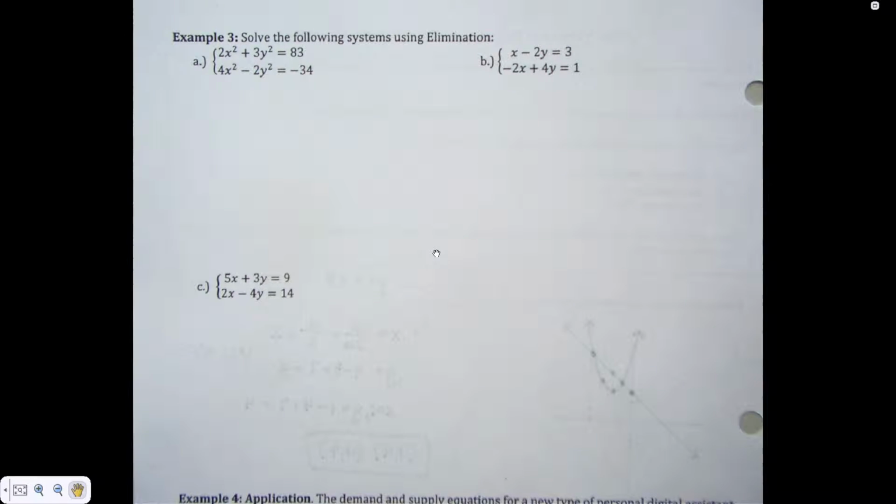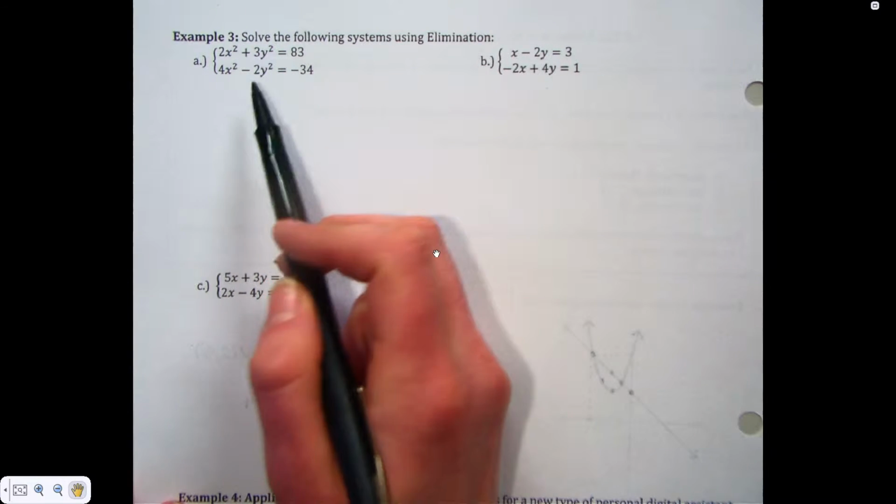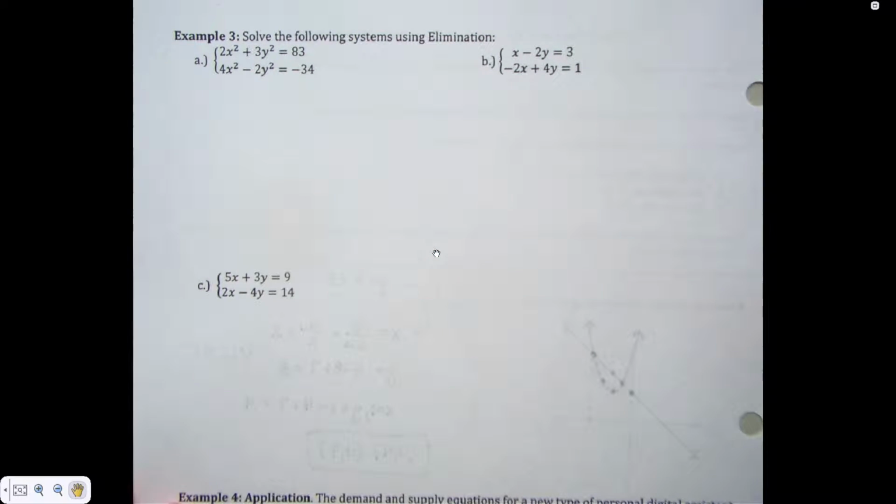All right, welcome back for side 2 of our notes for nonlinear systems. Elimination works the exact same way for nonlinear systems as it did for linear systems. Our goal would be to try to cancel out one of our variables by getting coefficients that are equal and opposite. So here you've got a couple choices. You could cancel out either the x or the y.